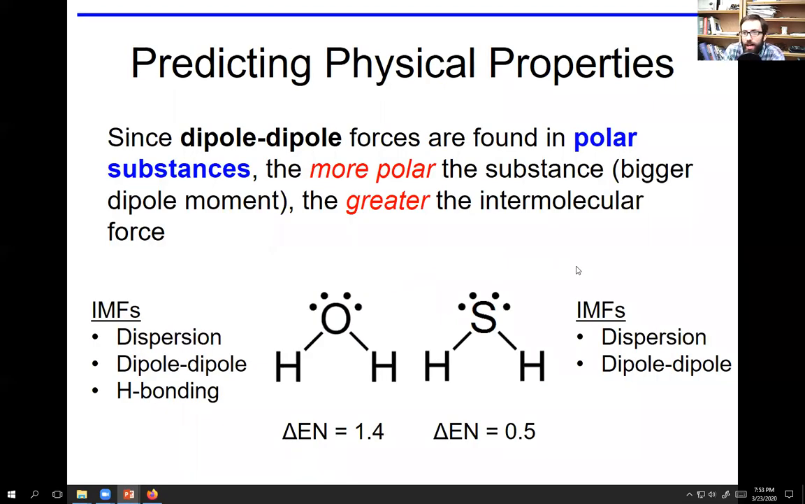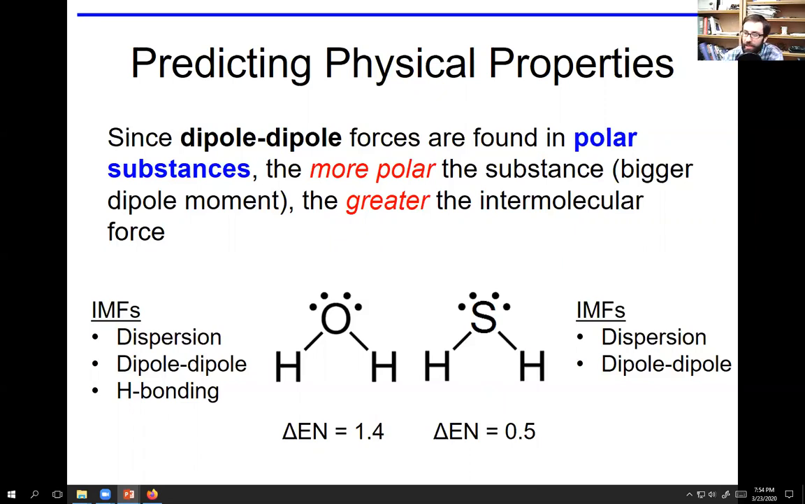Okay. Other physical properties: dipole-dipole forces are stronger than London dispersion forces. So more polarity is going to give you a bigger dipole moment, which is going to give you greater intermolecular force. That's going to give you a higher boiling point. Basically, greater intermolecular force means greater boiling point, okay?